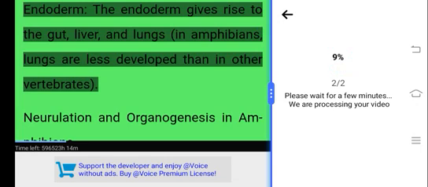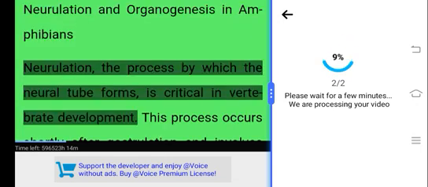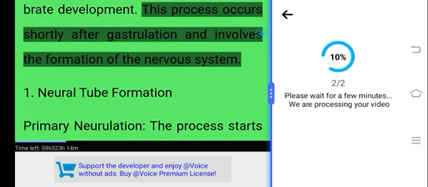Endoderm. The endoderm gives rise to the gut, liver, and lungs in amphibians. Lungs are less developed than in other vertebrates. Neurulation and organogenesis in amphibians. Neurulation, the process by which the neural tube forms, is critical in vertebrate development. This process occurs shortly after gastrulation and involves the formation of the nervous system.